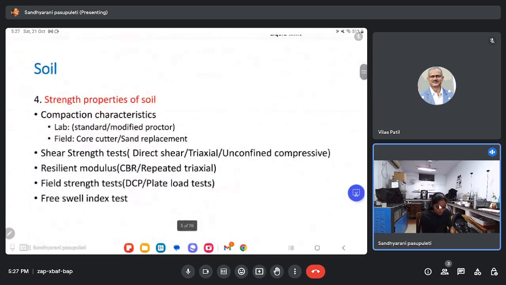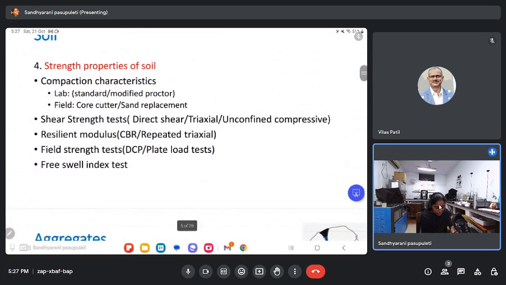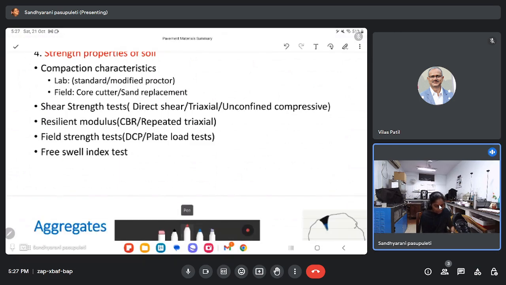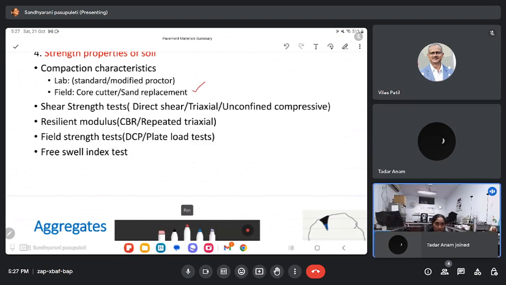In addition to this preliminary investigation, we also have studied the strength properties of soils. To understand the strength of the soil, initially we studied their compaction characteristics, standard compaction and modified compaction, and we have different mold dimensions and also numbers of blows and layers to be filled, depending on whether we are going to do the standard or modified Proctor test. And if I want to understand the strength of the soil in the field and not in the laboratory, then we also have the core cutter method and the standard sand replacement method.